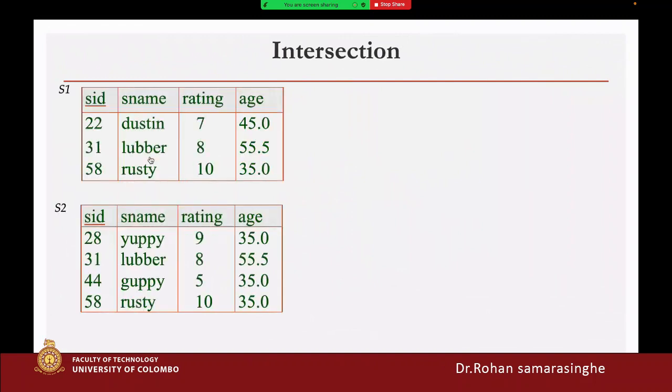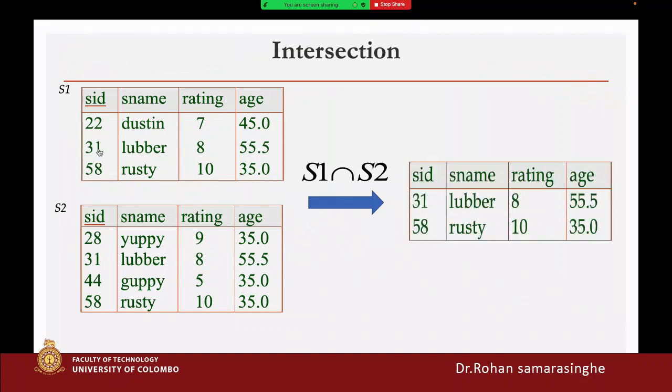Here for intersection, as I told you, the 31 can be seen in those two tables. When you use the intersection operation, you can get the 31 and 58. Both tuples are in both relations.